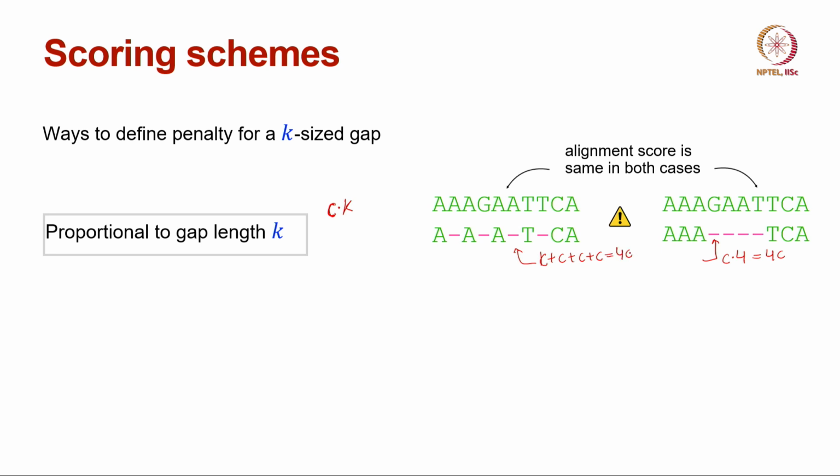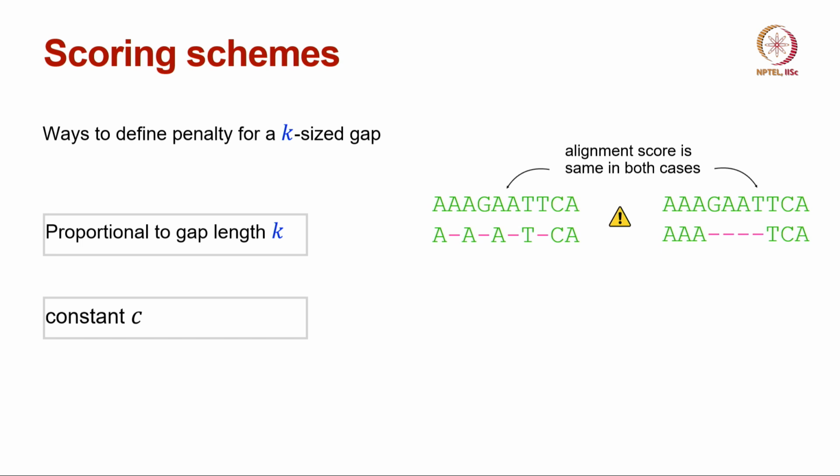So, in both cases we are ending up with the same alignment score. That may not be the best way of scoring a gap. What are the other ways? Well, maybe we can solve this particular issue by giving a constant cost to each gap. So, what about irrespective of the length of the gap, we give a constant penalty to each gap.